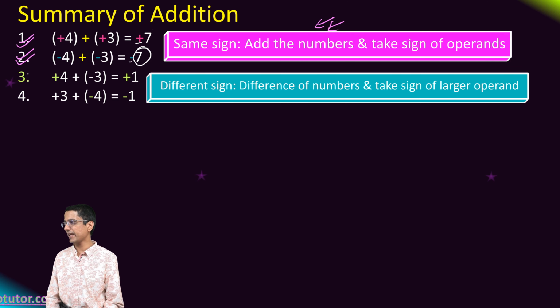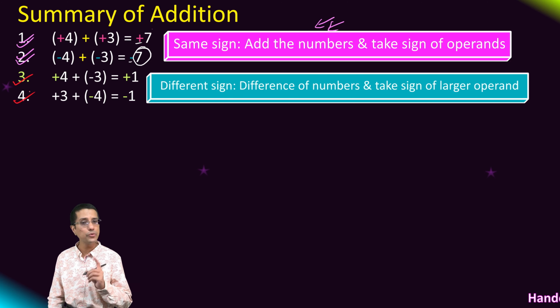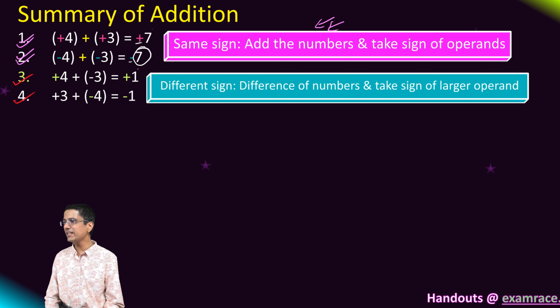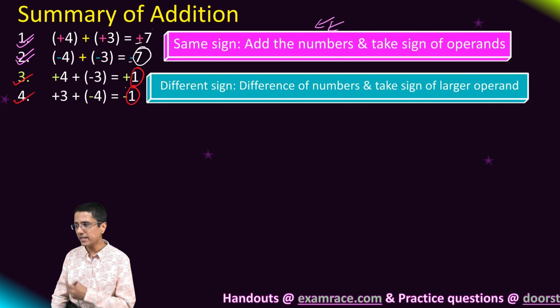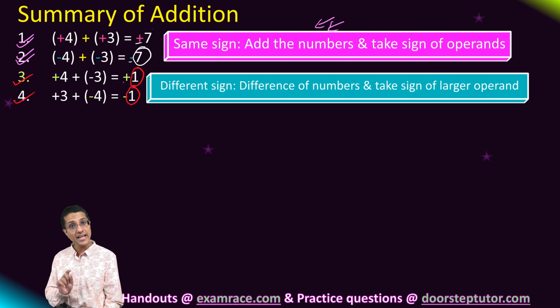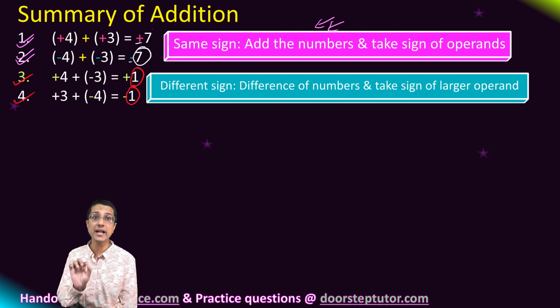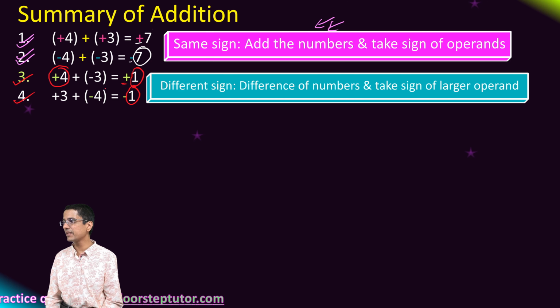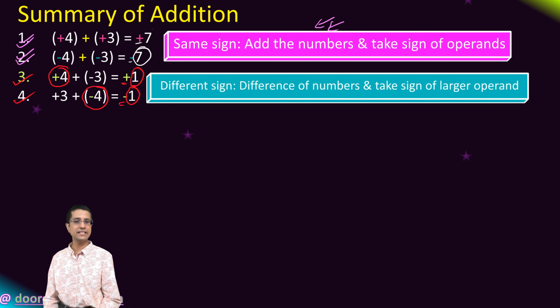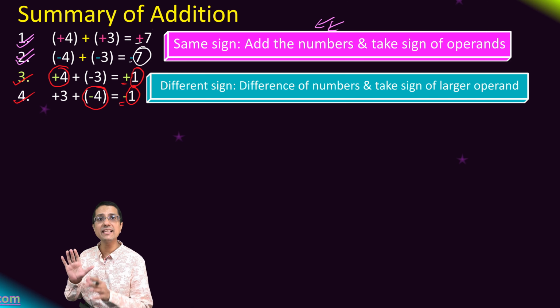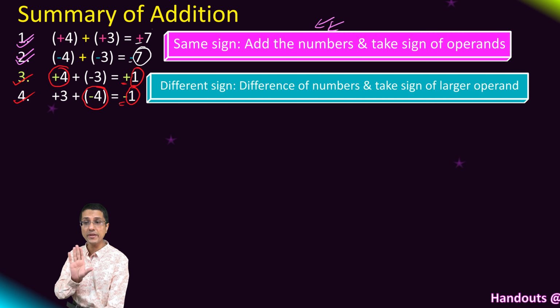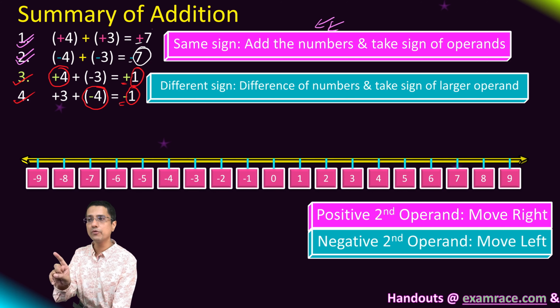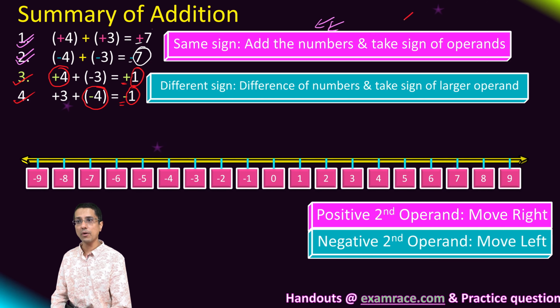If the two operands are of different sign, the bottom two cases, take the difference of the two numbers, that is 1 in our example. The sign would come from the larger magnitude operand. So the larger magnitude operand provides the sign in both these cases. So very simple rule, remember this, and this is our preferred method. If no method is specified, this is the method we would be using for solving all the problems of addition of integers.